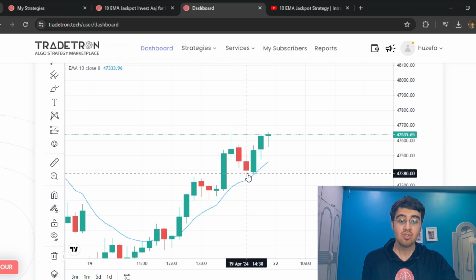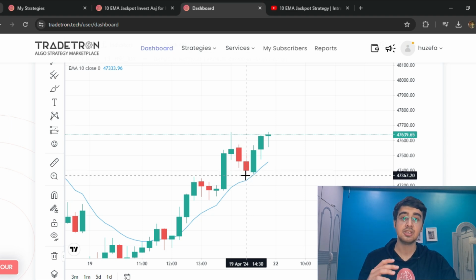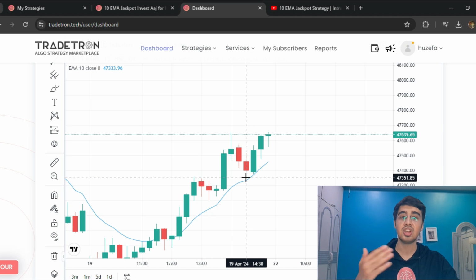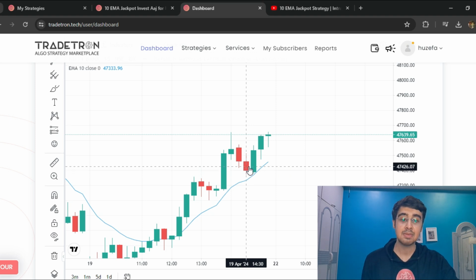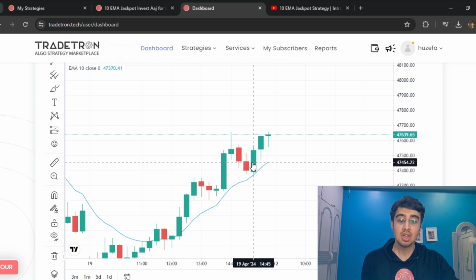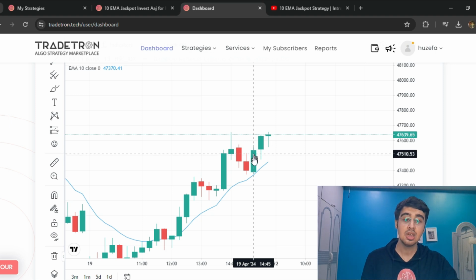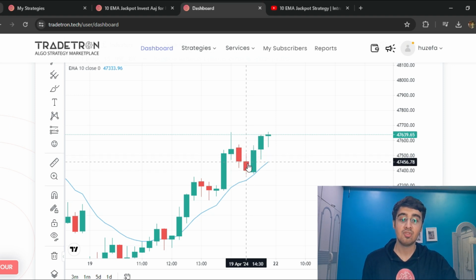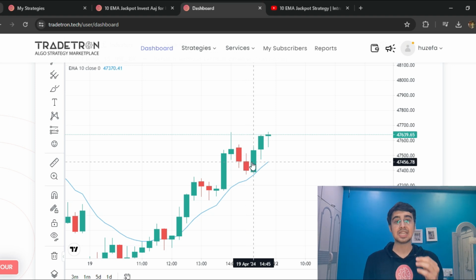So in this 14:30 candle, I can see that the high of the candle is above the 10 EMA line, and the very next candle, the 14:45 candle, is going above the high of this particular red candle. In this case, it would trigger our long signal, where we would buy a futures trade. So for Bank Nifty, we would take a futures trade at this point.